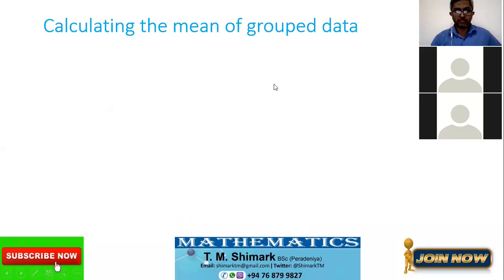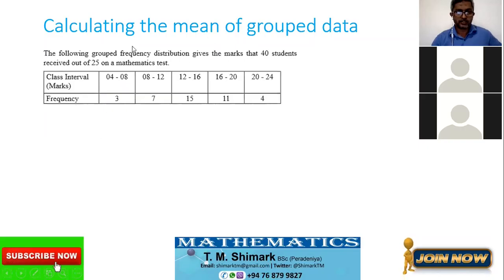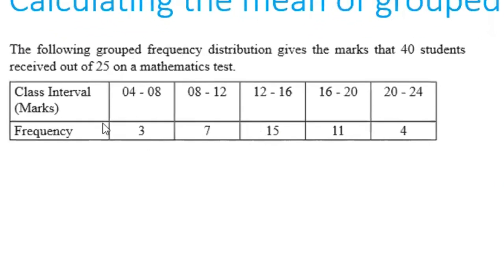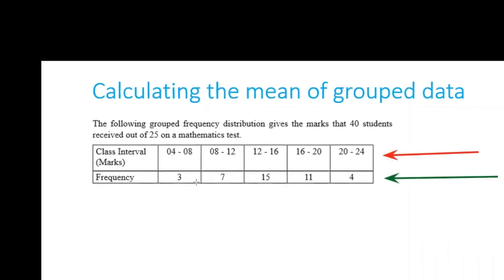Now calculating the mean of grouped data. For this, we have information like this. This is 25 students, what they have got for a mathematics test. This is the class interval, this is the marks given. And this is the number of people who have got those marks. 4 to 8, 3 students have got. This information has to go into your head, otherwise you may sometimes get confused, right?